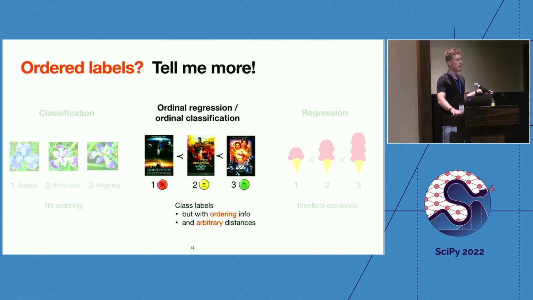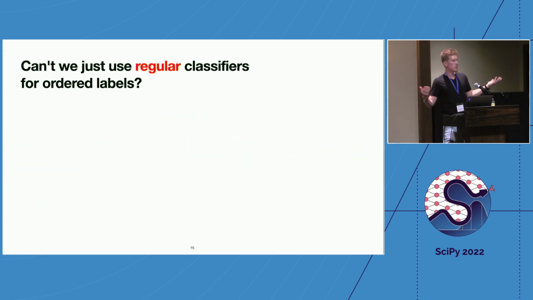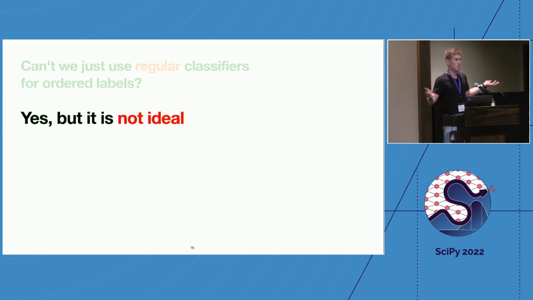But naturally, you might wonder, can we just use a regular classifier for such problems? I mean, there are still categories, so we could actually use a regular classifier, let's say a support vector machine or multilayer perceptron with a softmax and cross entropy loss and so forth. Yeah, we can do that, and actually many people do that, and it works, but it's not ideal. So it is possible, but there are better ways for these types of problems.